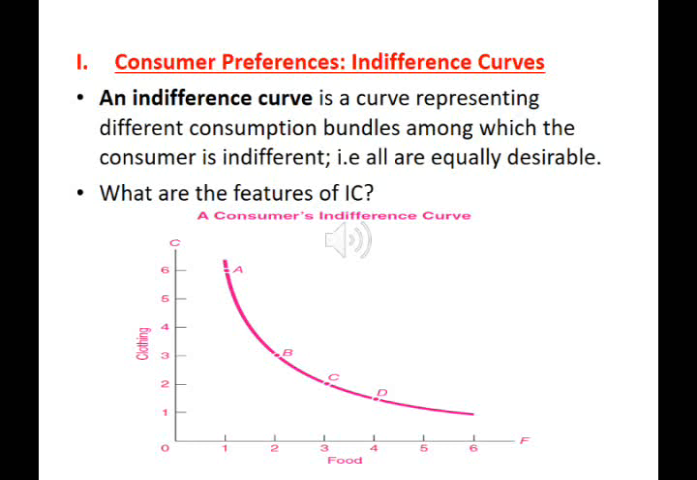So if you look at the curve in this graph, on this curve we have 4 consumption bundles, A, B, C, and D. For our consumer, these consumption bundles are indifferent, which means that he is indifferent between consuming consumption bundle A or B or C or D.